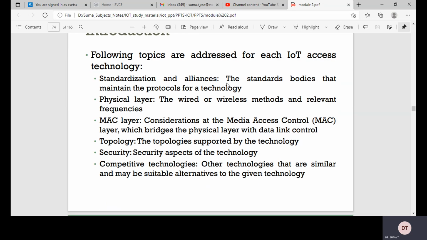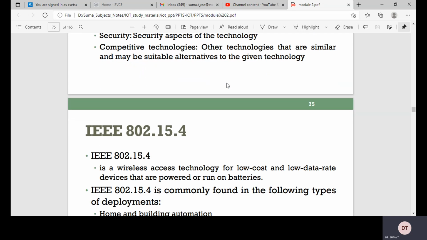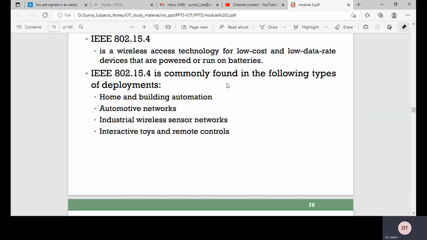Okay. So these cover the physical layers, the wired or wireless networks and relevant frequencies used, and MAC layer considerations at the media access control layer, which bridges the physical layer and the data link control. Also topology supported by the technology, security aspects of the technology, and comparing it with other technologies as similar or more suitable alternatives.